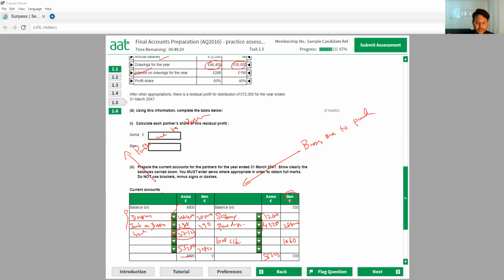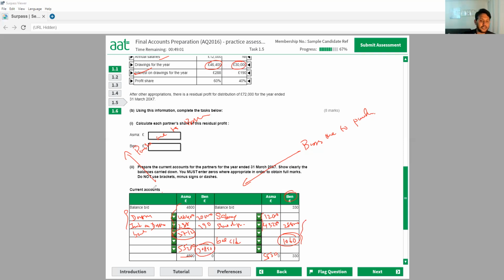But on the other hand, for Ben, you can see the debit side is higher. So that means Ben already took 30,190, and he will get this amount only from the business. So he needs to pay this amount, 1,060, back to the partnership business because he took more than he had on the current account. So you need to pay it back to the partnership business.